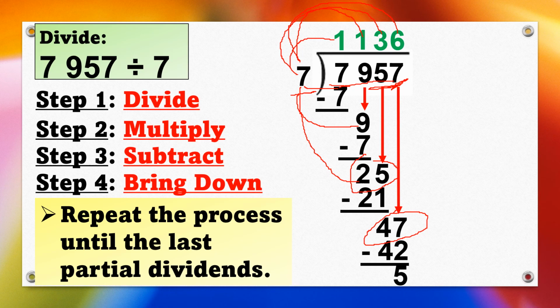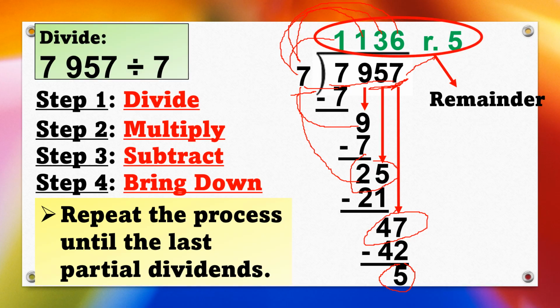So since we do not have any remaining digit here in our dividend, this will be our complete solution. So 5 here is our remainder. We're going to write this number 5 beside our quotient, which is 1,136. 5 here is our remainder. Our complete quotient is 1,136, and we have our remainder, which is 5.